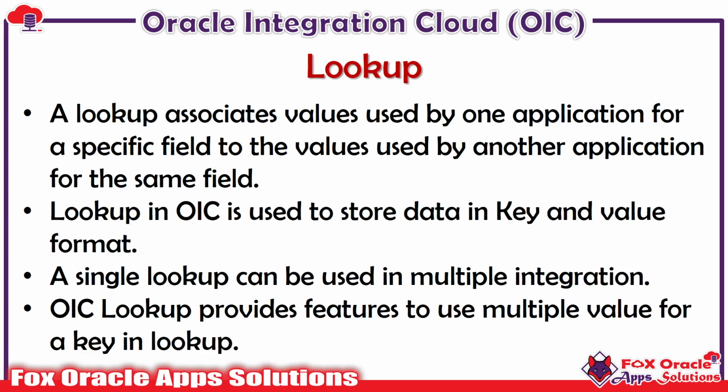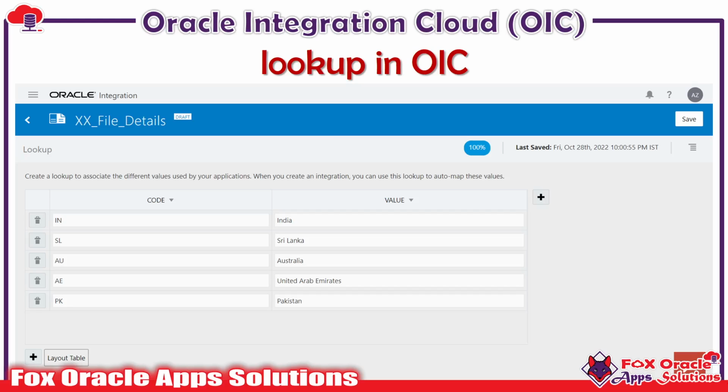So what we will do is store the country code in a lookup, and based on that country code we will provide the actual value of that country code, and we will use the same in our integration. So suppose in the data file we have the country code IN, but we have to use India. We will create a lookup with these two columns and provide the value India for IN, Sri Lanka for SL, Australia for AU, something like that.